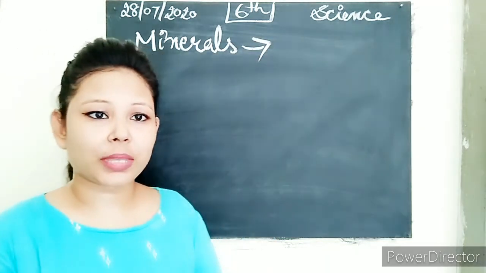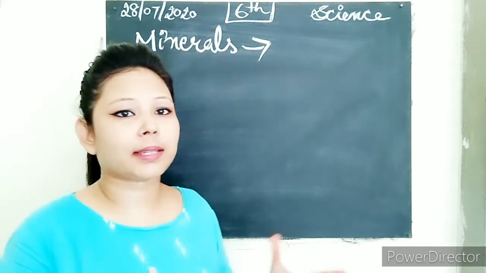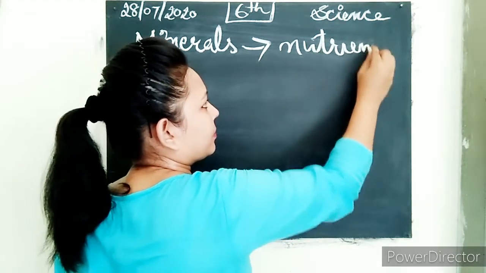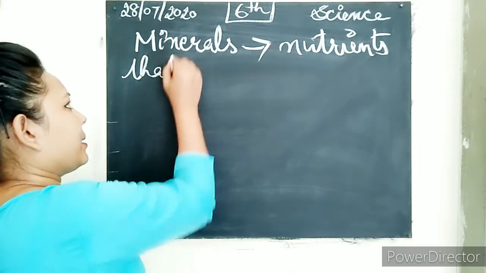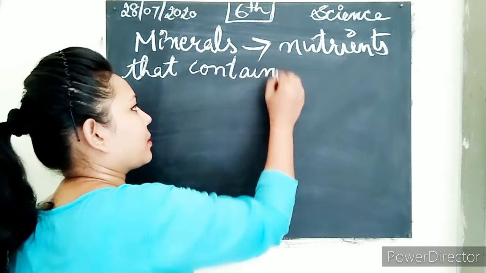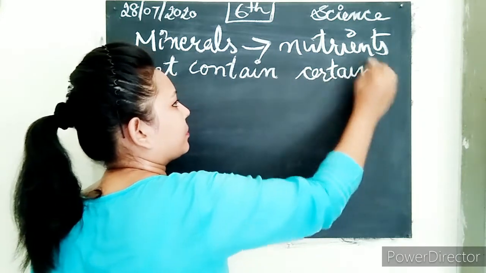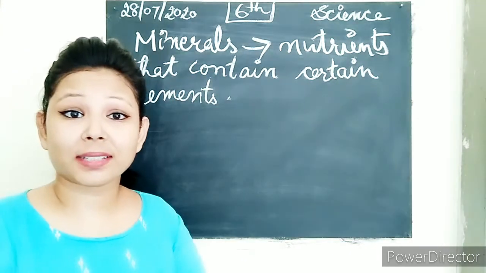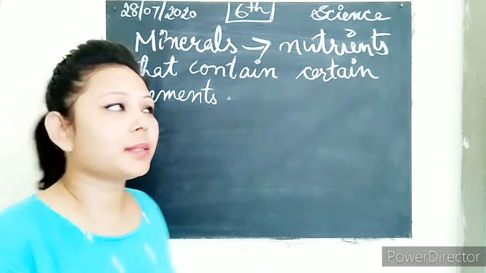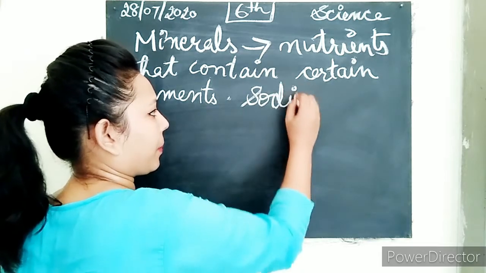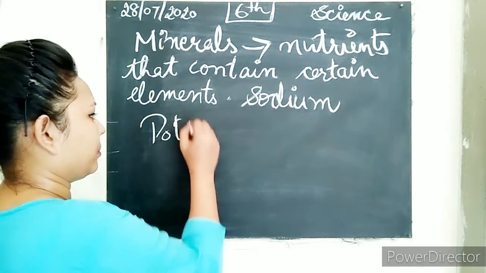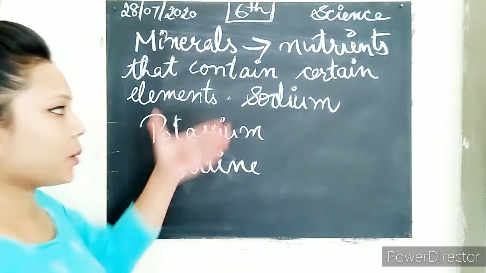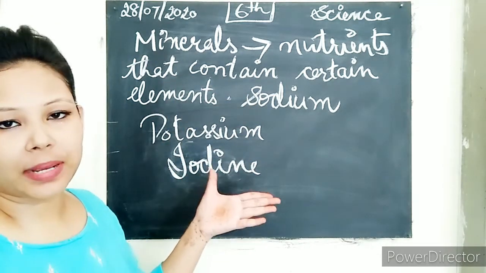Clear? So what are minerals? These are the minor nutrients that contain certain elements. Okay, so what are the different elements that can be present in minerals? Like sodium, potassium, iodine. So these are the certain elements that can be present in minerals.